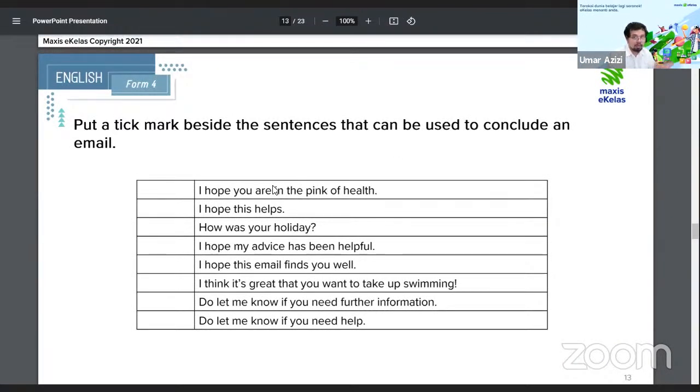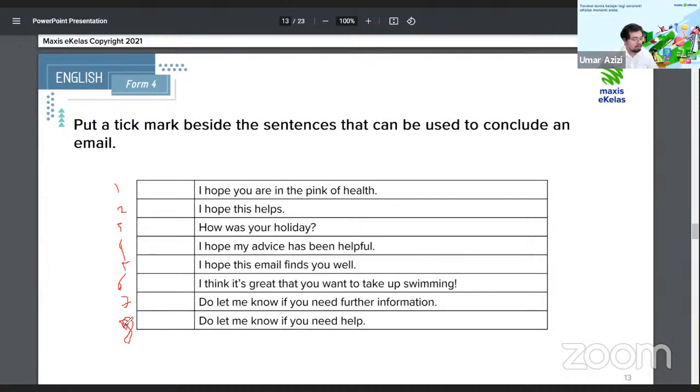This is more of a quick test. Let's place a tick mark beside the sentence that I can use to conclude an email. So I think this is a good quick experiment to try. I'm going to put the numbers here right now. 1, 2, 3, 4, 5, 6, 7, 8. So which sentences do you think would fit best to conclude an email? We have 1 till 8.